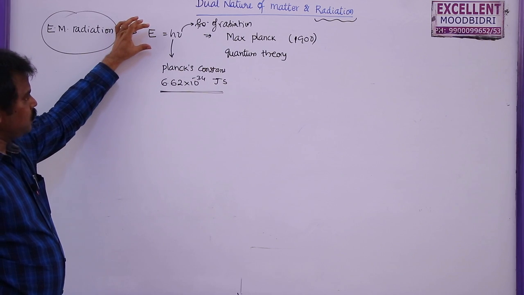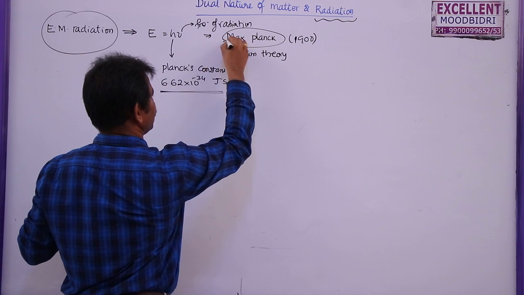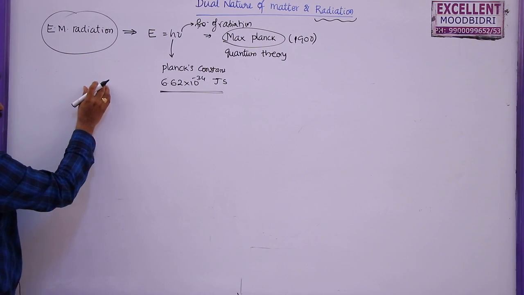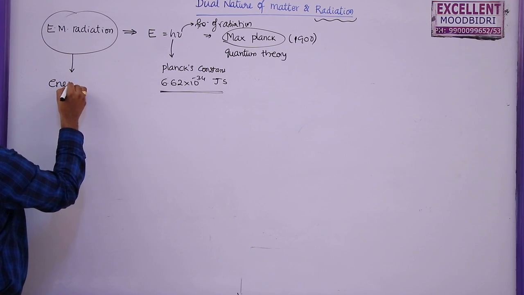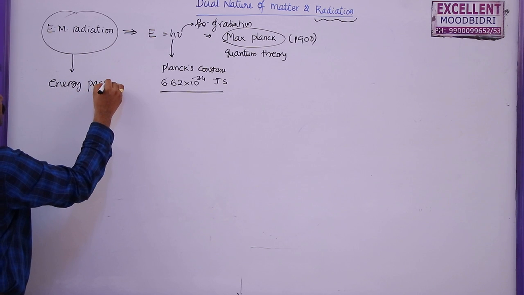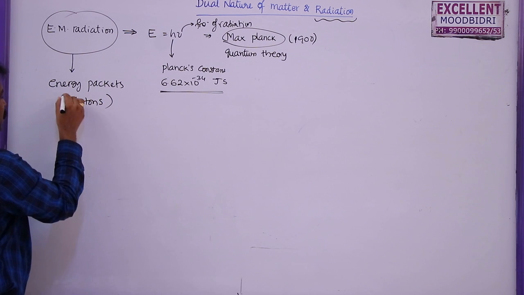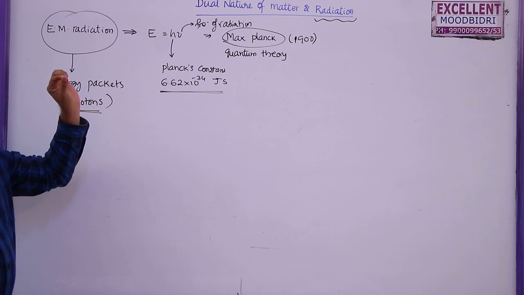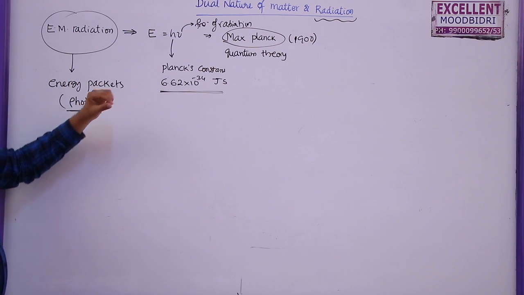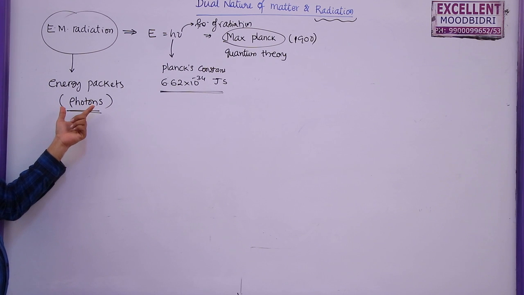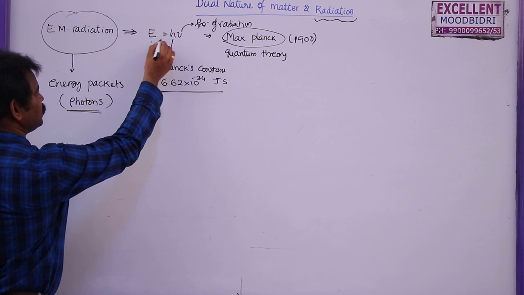And he introduced the concept of energy packets. So radiation consists of small energy packets here. Nowadays we call these energy packets photons. So what is the energy of this electromagnetic radiation? This electromagnetic radiation consists of small photons. These are not particles or waves, these are just energy. So energy of each one is equal to h nu.